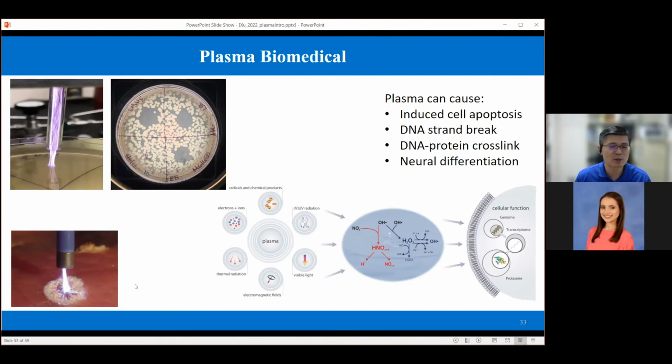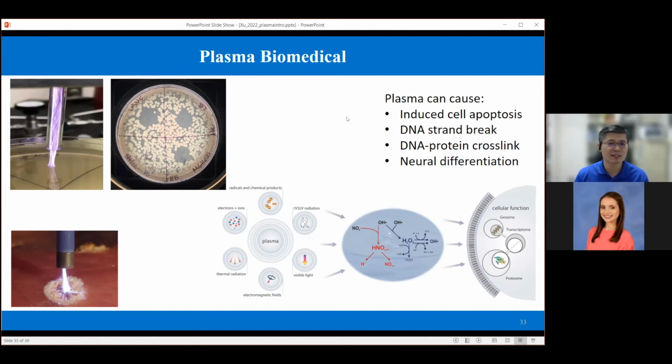Plasma has also been shown to improve wound coagulation speed, so it speeds up the rate at which a cut closes and stops bleeding. It's also being studied for treating cancer cells and tumors. Getting into this area of direct plasma-biological interactions is very complex because you need to understand both the plasma physics and the biology, and biology itself is very complicated, and then the intersection of the two.